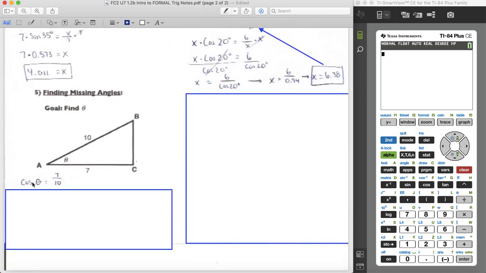So the cosine of theta, notice, I don't know what theta is. I don't know what my angle is, so I'm going to plug in my theta, the 0 with the line through it. But that is equal to the ratio of adjacent divided by hypotenuse. My adjacent side is 7, and my hypotenuse side is 10. So the cosine of theta equals 7 divided by 10. Now, what do I do now? How in the world do I isolate the theta?